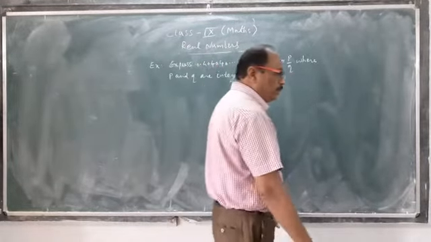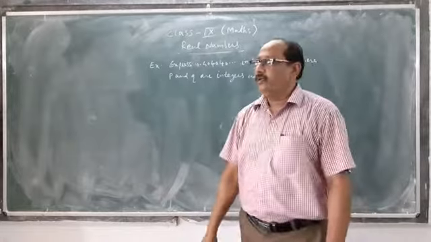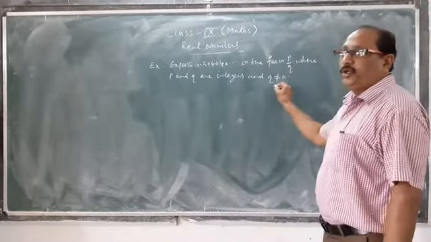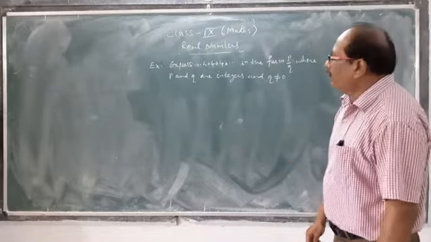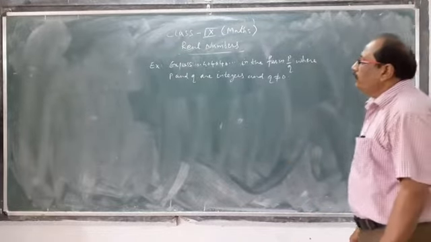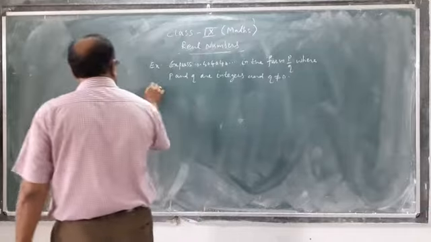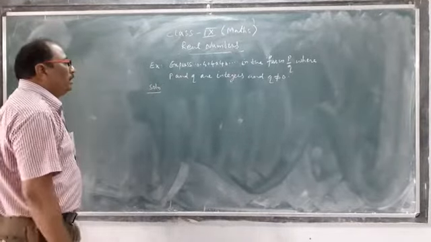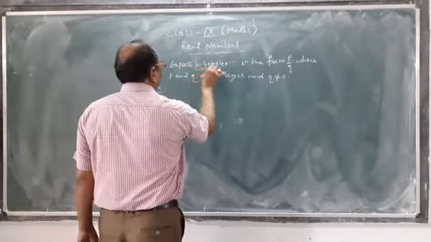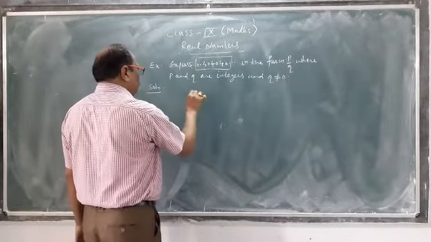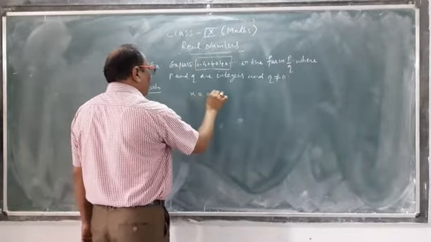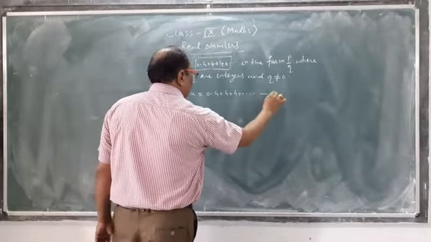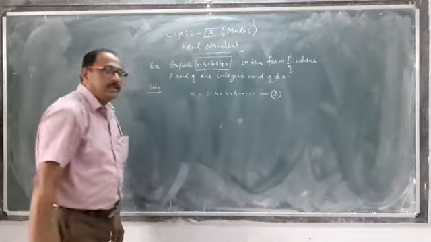If q is equal to 0, then we cannot define p upon q. If the denominator is 0, then we cannot define the rational number. Therefore, we write p upon q where q is not equal to 0. Here we take this number as x, 0.4040 like this. We take it as equation number 1.